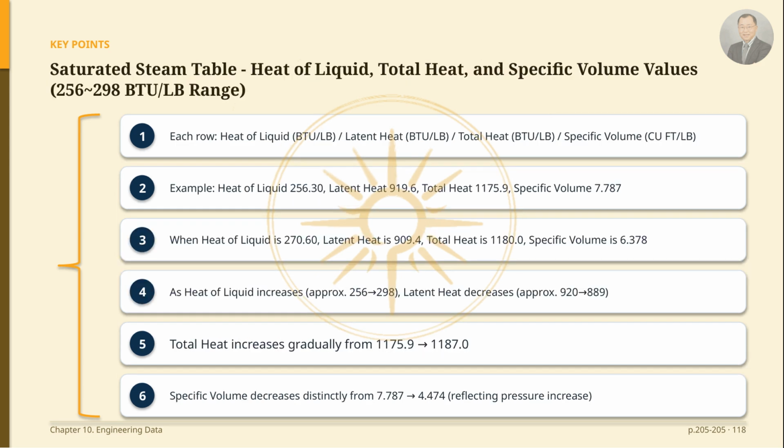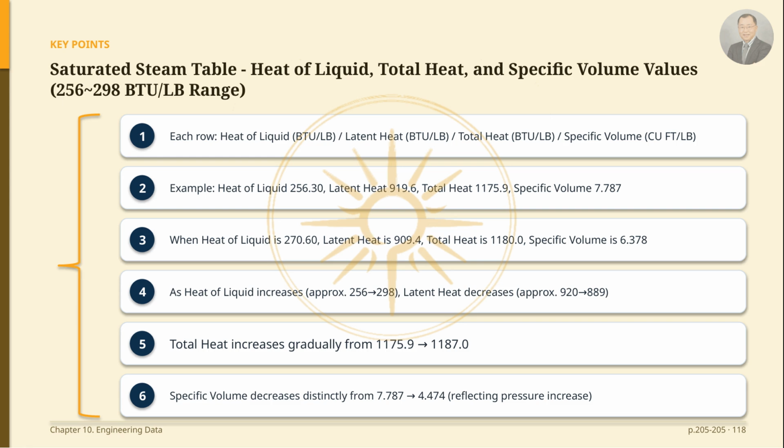Now I will go through the numerical section where the heat of the liquid, latent heat of vaporization, total heat, and specific volume are listed together. Each row consists of 4 values. For example, the first row shows a heat of the liquid of 256.30 BTU/lb, latent heat of 919.6, total heat of 1175.9, and a specific volume of 7.787 cubic feet.